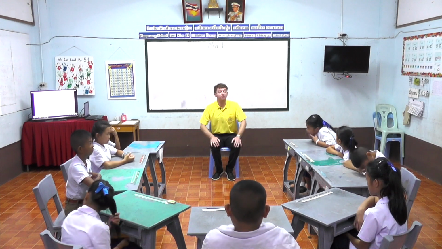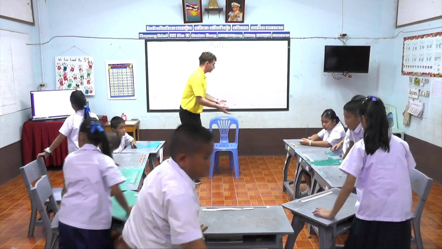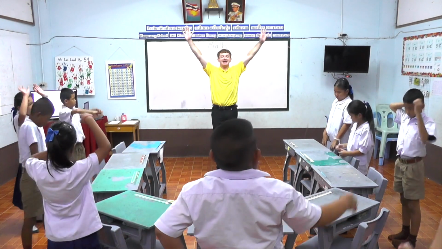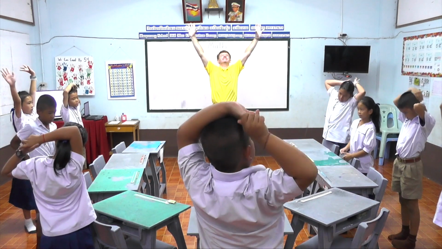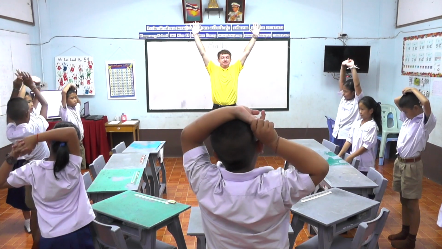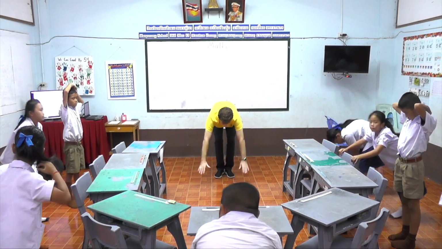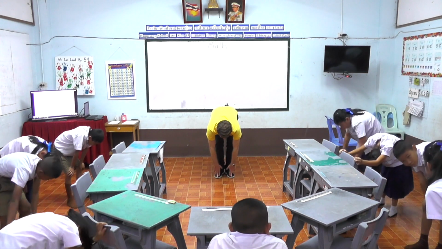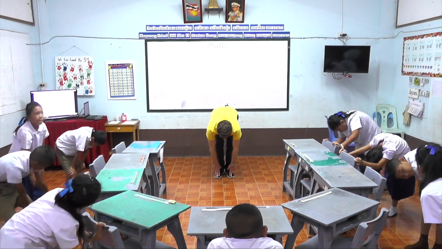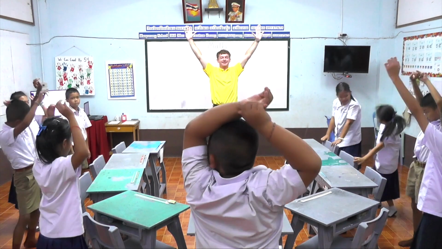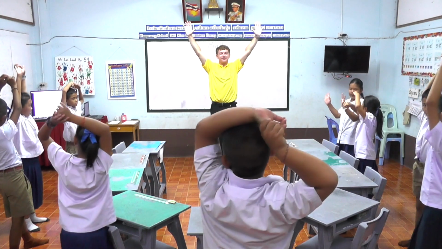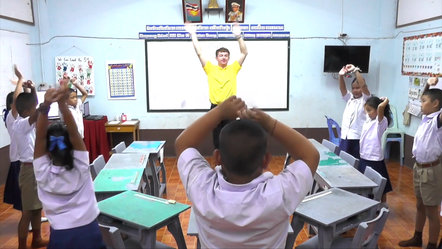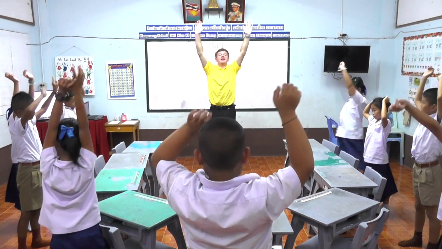Excellent. And next we'll do our stretching sequence. So let's stand up and push in our chairs. And let's begin by stretching up high. High to the sky. And then let's go down low. Touch your toes. And now, back up high. And this time, can we go tippy toe high? And when we're there, let's have a wave. And then back down to touch your toes.